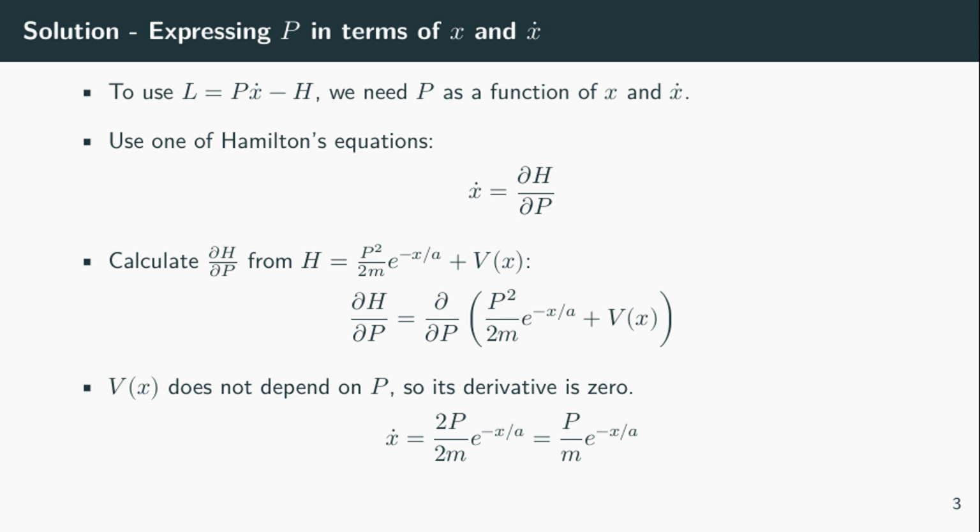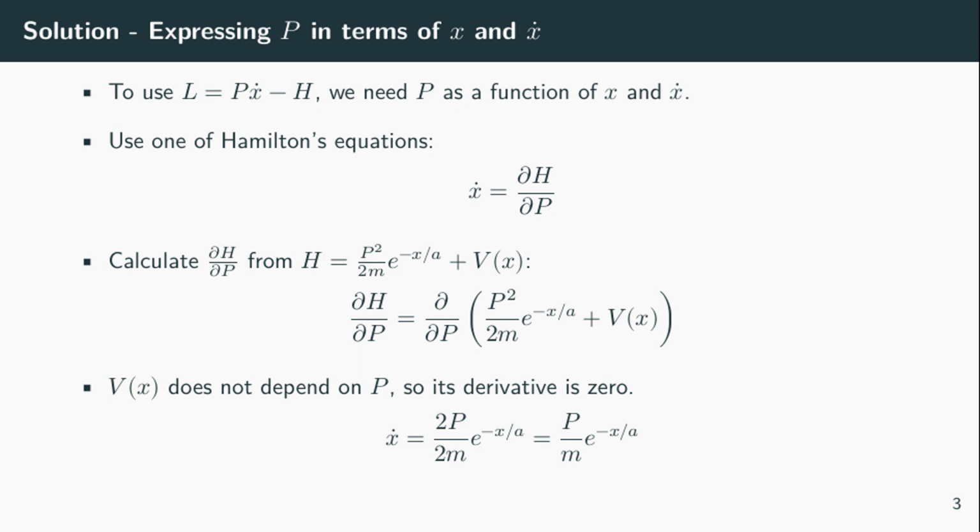Now to use this formula, L equals p times x dot minus H, we need to express p in terms of x and x dot, because the Lagrangian is typically written in terms of coordinates and velocities, not momenta. We can do this using one of Hamilton's equations. Recall that x dot is equal to the partial derivative of the Hamiltonian H with respect to the momentum p. Let's calculate that partial derivative from our given Hamiltonian. V of x does not depend on p, so its derivative with respect to p is 0. The first term has p squared. The derivative of p squared with respect to p is 2p.